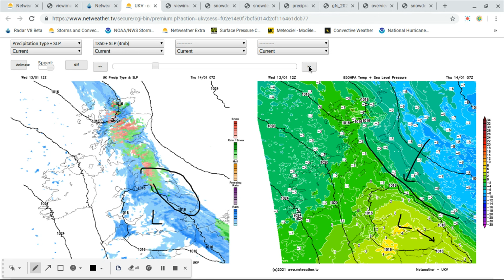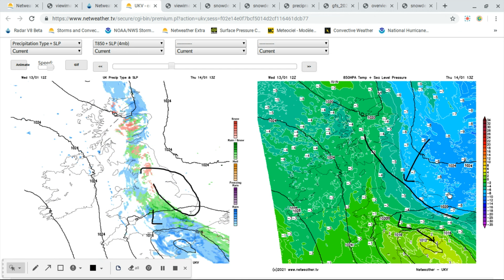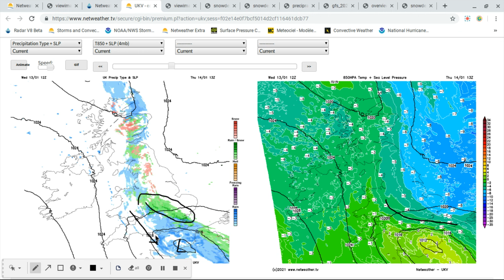And if you just notice in this region, you can see as I run through this loop, we get that push of colder air, and then notice as we have the cold air coinciding with the rain, we could actually see a spell of sleet and snow, and this model is showing a spell of sleet and snow as this low pressure system moves south.